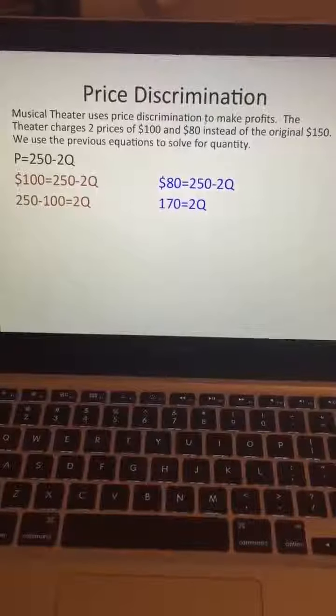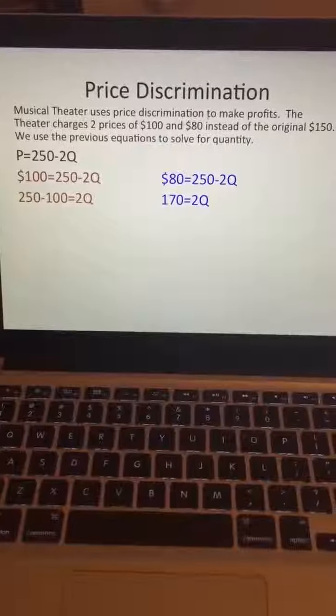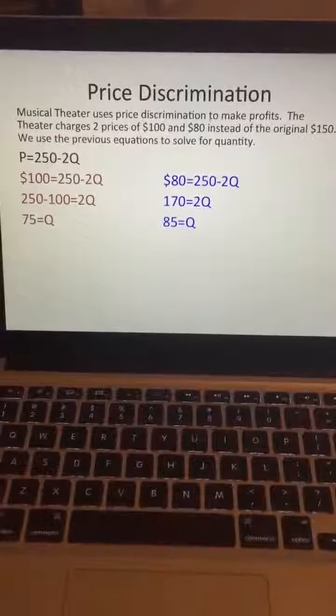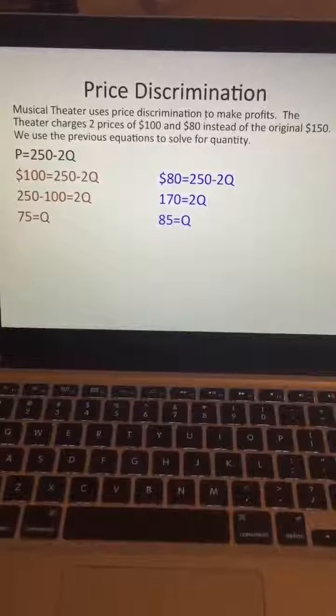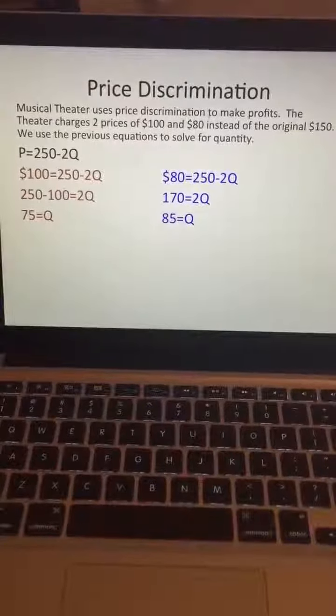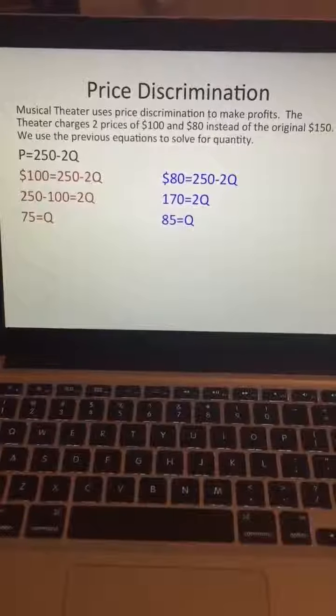In starting to break down the formula, we can start to calculate. For the $100 ticket, we come to a quantity of 75 tickets sold. And for the $80 ticket, we come to a quantity of 85 tickets sold.